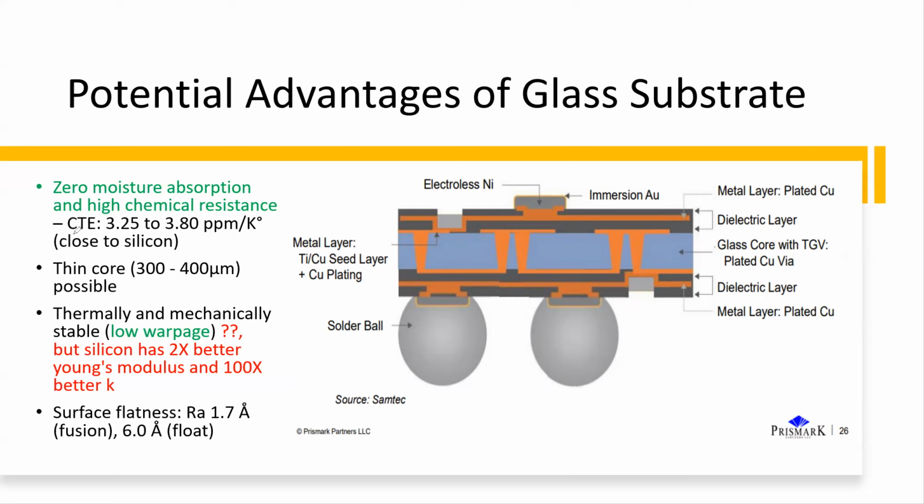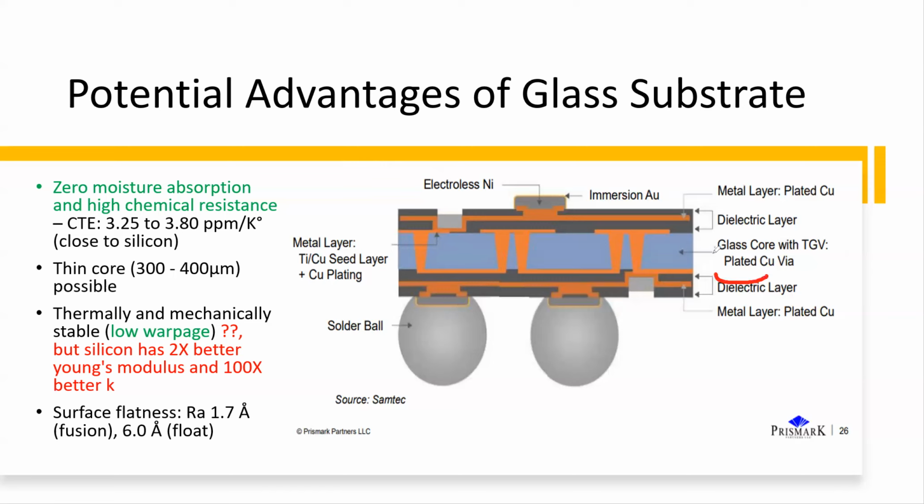And then the CTE, the coefficient of thermal expansion, is small. It's not too far away from silicon, but it's still small. It's better than an organic interposer, isn't it? And then it can make the overall package thinner.